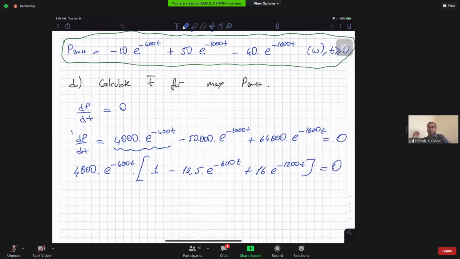Is this clear for everyone? So I just factored out this 4,000 times e to the minus 400t, so that I now have a multiplication, because I'm trying to equate this thing to 0. It will be difficult to solve this problem by directly trying to solve this thing. That is very difficult.